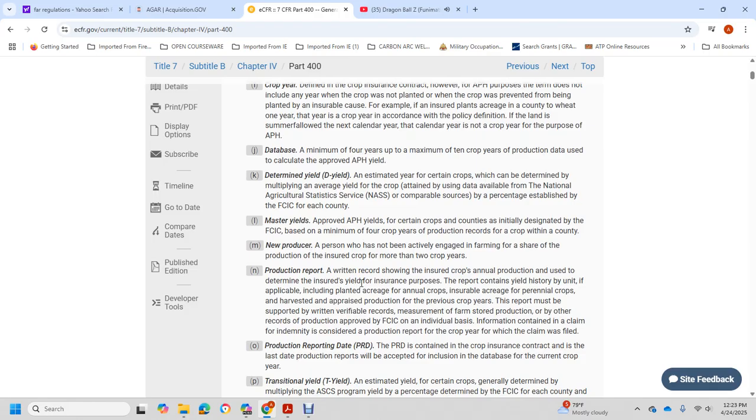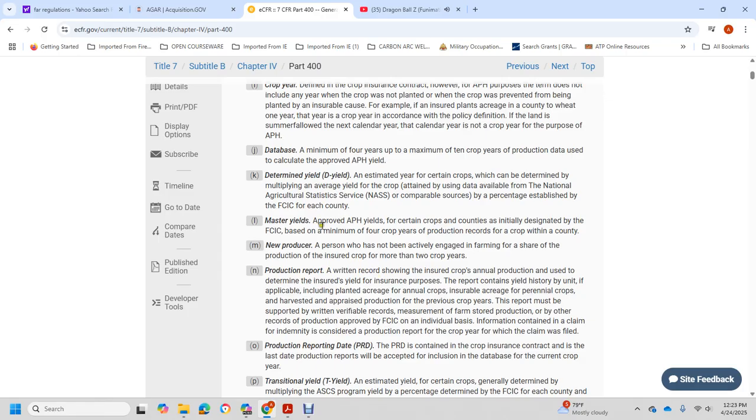Is initially designated with the FCIC with the base of the minimum of the 4 crop year production records with a copy of the county. A new producer is a person who has not been actively engaged in farming for a share of the production of the insured crop for more than 2 crop years.